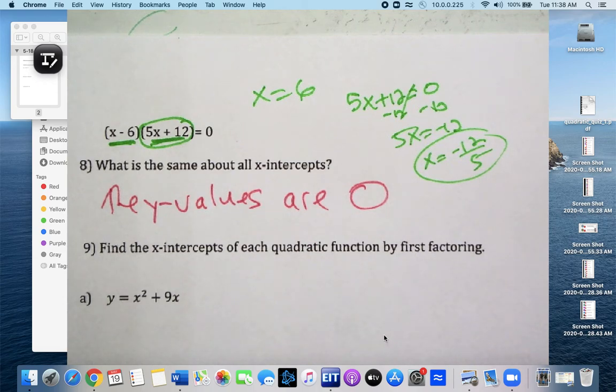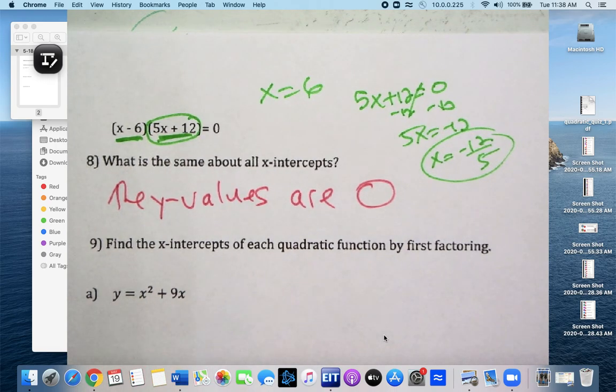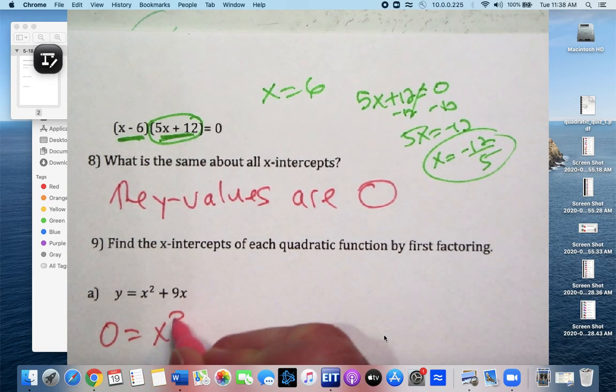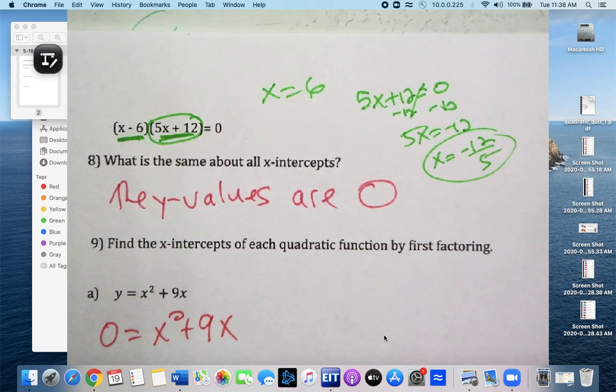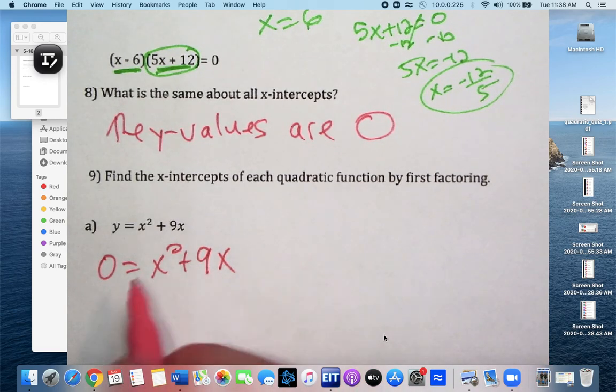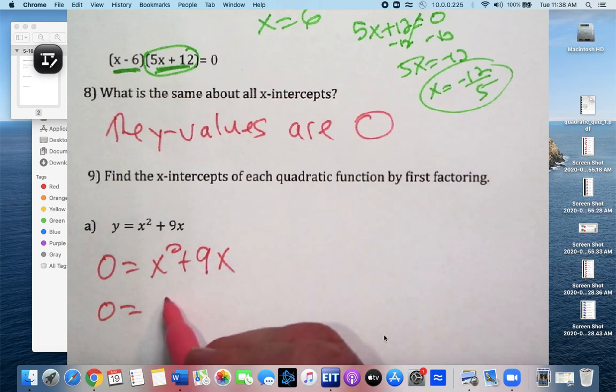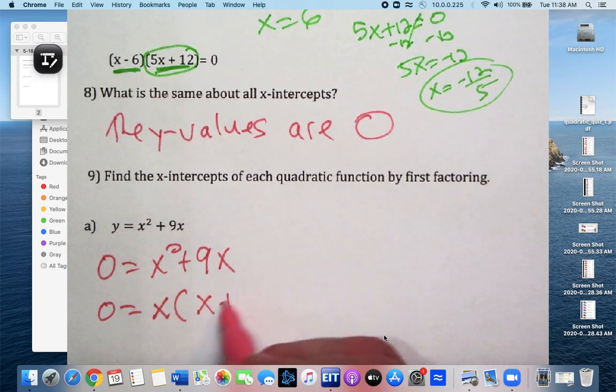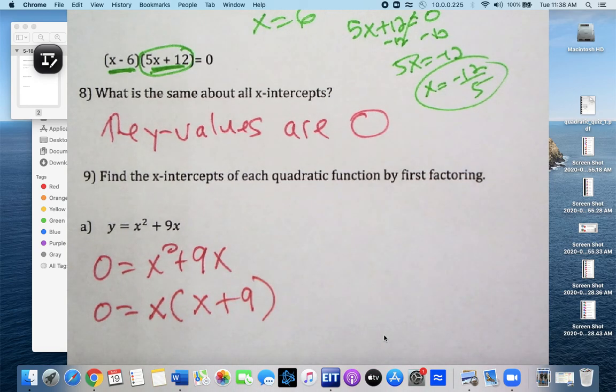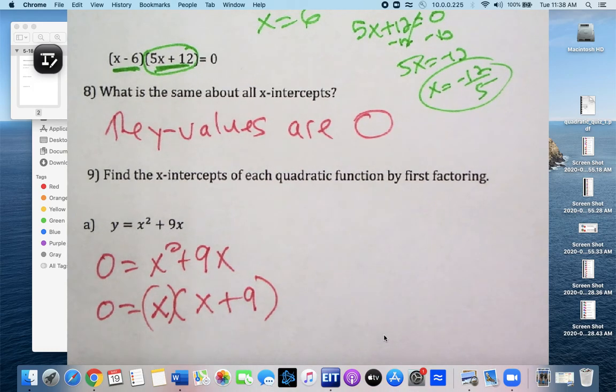I'm asking you to find the x-intercepts of each quadratic function by first factoring. So y equals x squared plus 9x. We're going to set it equal to 0. We're going to factor it using our factoring guide. There's 2 terms with a GCF of x, so I'll factor it out. I'll look at what's left. It can't be factored more.